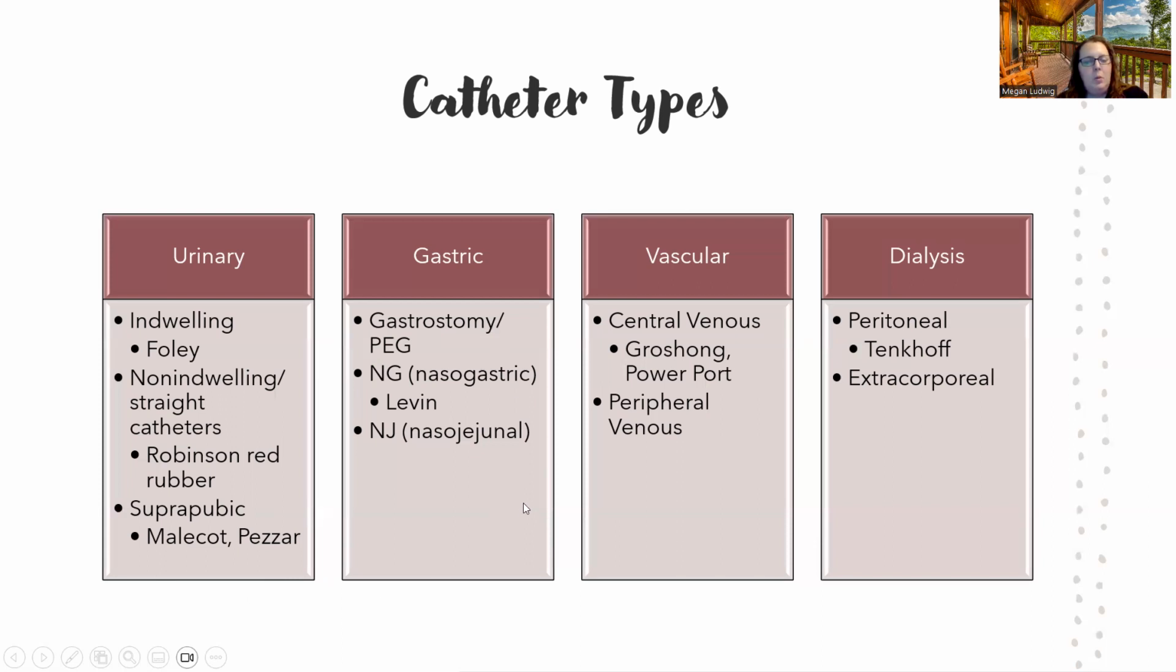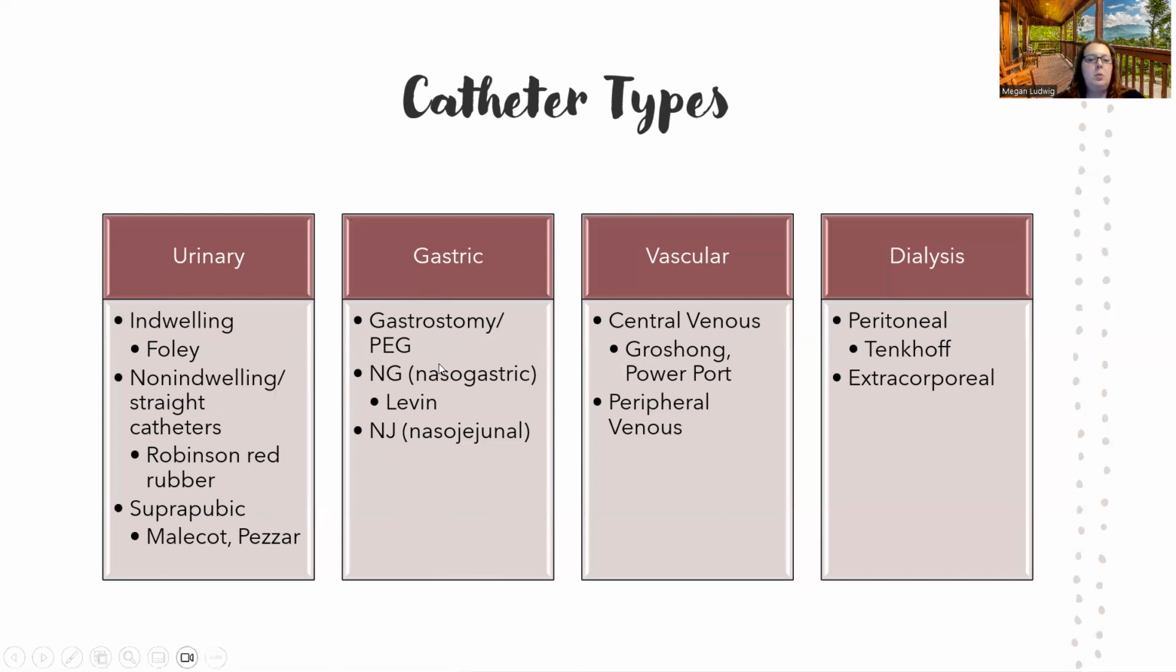So gastric could be anywhere on the GI tract, but typically you're going to talk about it in the stomach, or maybe just below that in the duodenum or jejunum. But we could put in a gastrostomy tube or catheter. Sometimes it's called a PEG tube if we go through the skin, percutaneous.